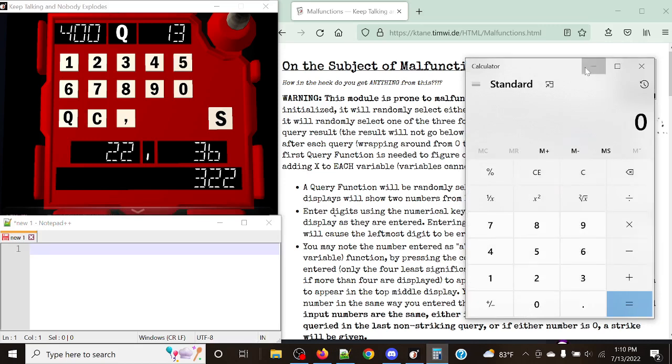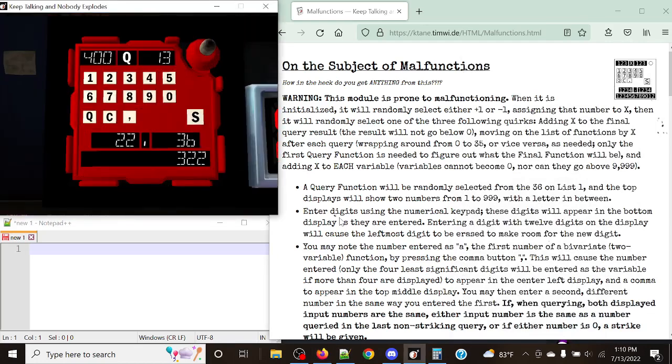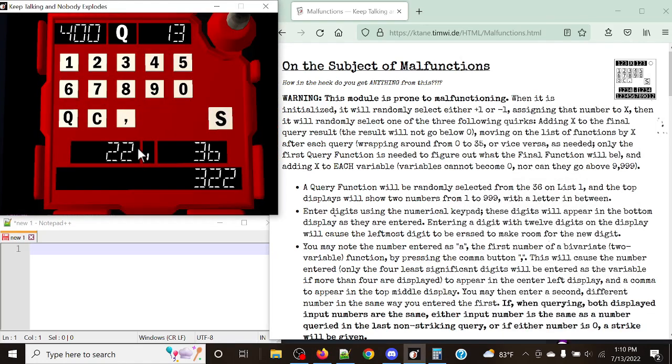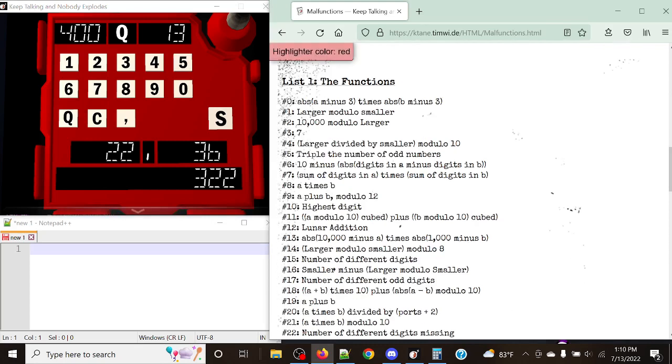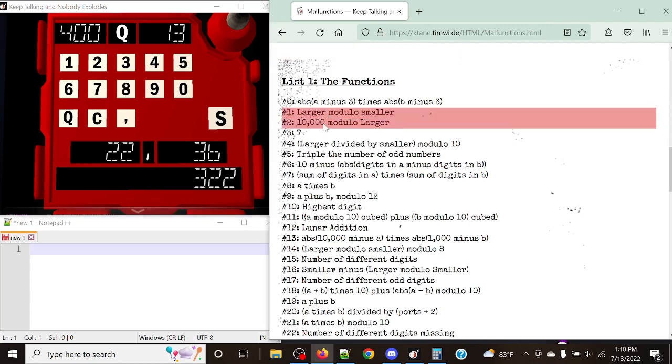Okay. So, there is definitely a lot that we can do here. It's not lunar addition either, so we can already rule out a lot of options here. It's not larger modulo smaller anything. It's not 10,000 modulo larger. It's not 7. Absolute value of A minus 3 times absolute value of B minus 3. Now this could actually be it.